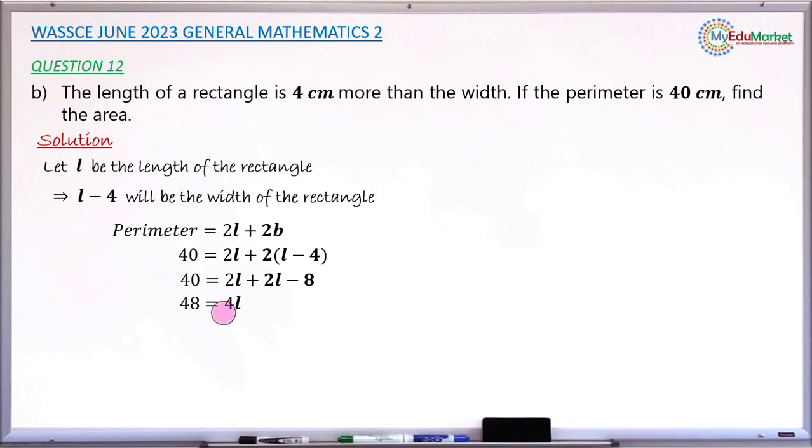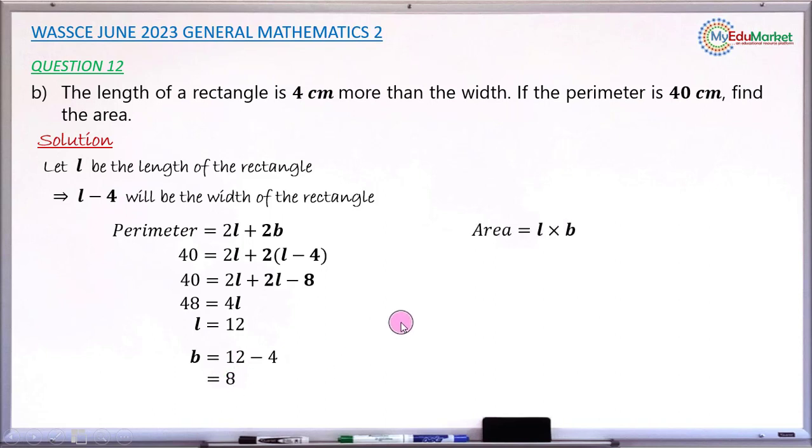Dividing both sides by 4 to get L, that will give the answer: the length of the rectangle is 12. So the width, which is L minus 4, with L now being 12, will be 12 minus 4, and that gives the answer 8.